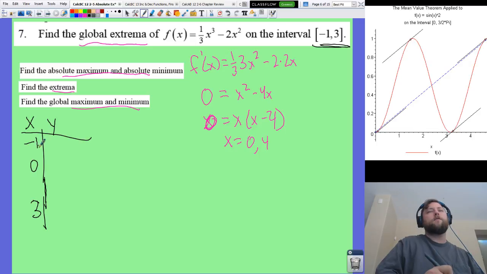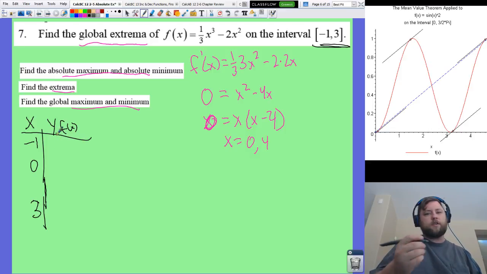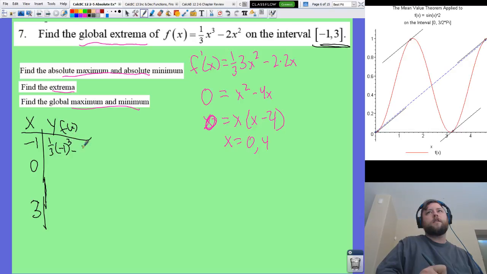So I have to check the endpoints, negative 1 and 3, and I'm going to check 0. When you plug in -1, you're plugging it into the f of x function, not the derivative. I want to know the y value, and the y value is not the derivative. So f of -1 is 1/3 times -1 cubed minus 2 times -1 squared. -1 cubed is -1, so it'll be -1/3, and then minus 2. So -1/3 minus 2 is the same as 6/3 when you're subtracting, so it'll be -7/3.